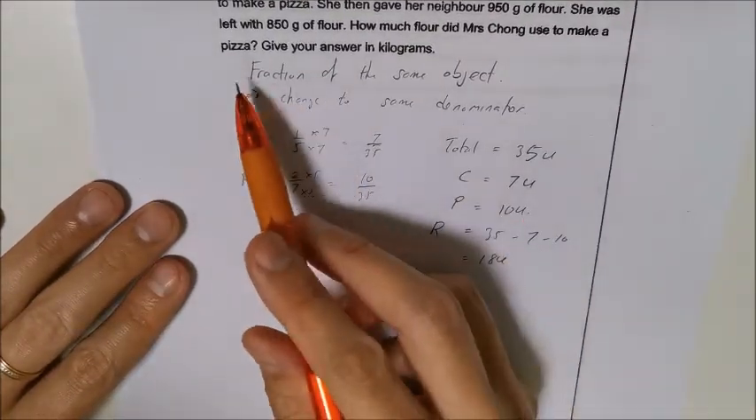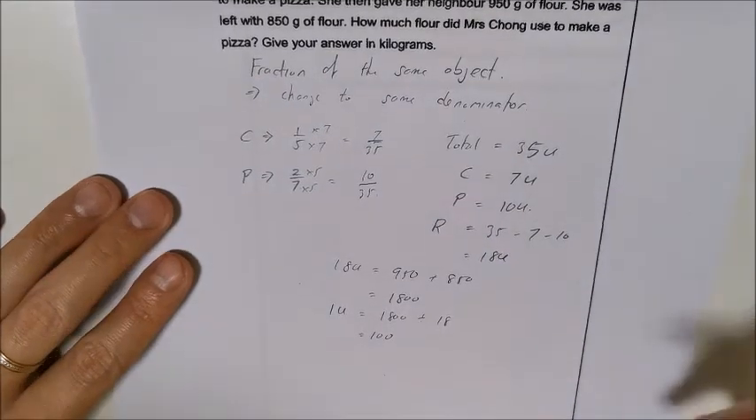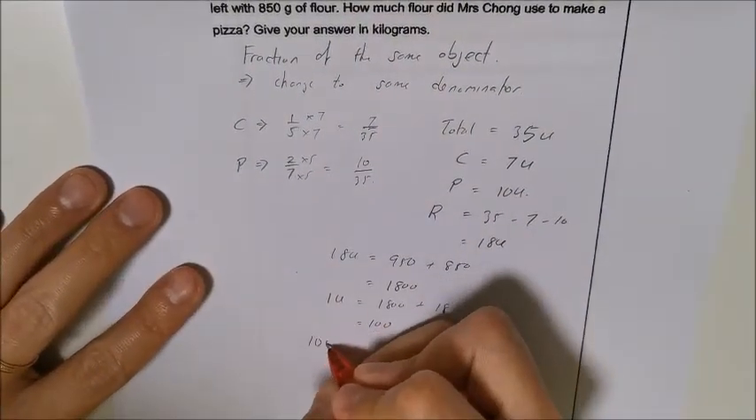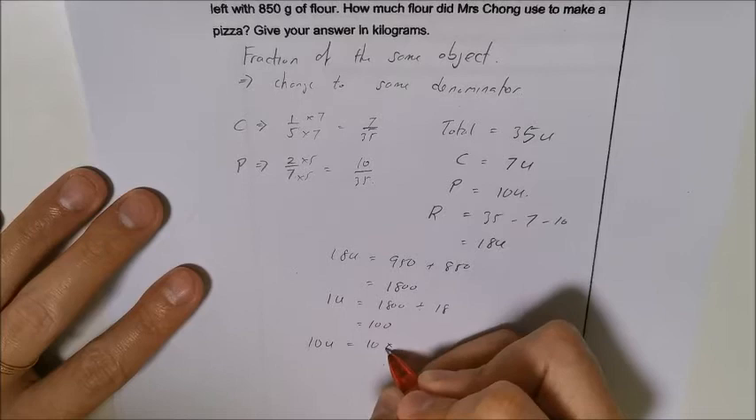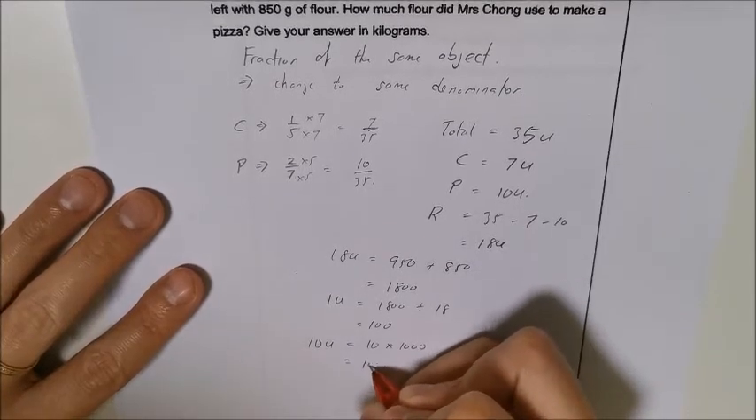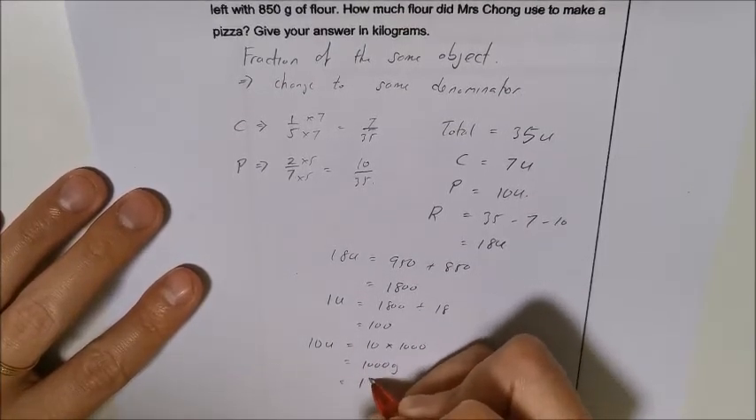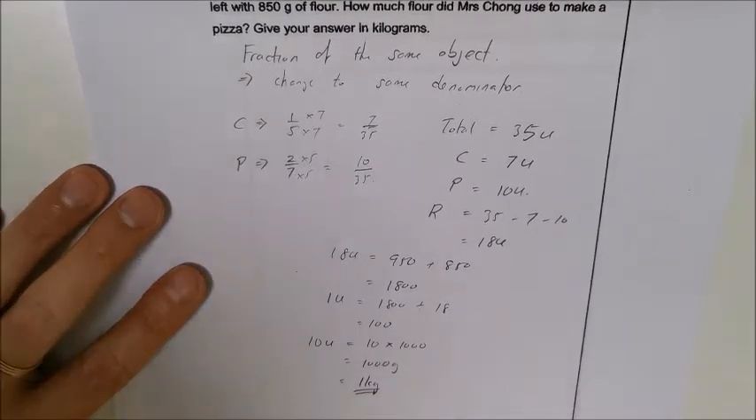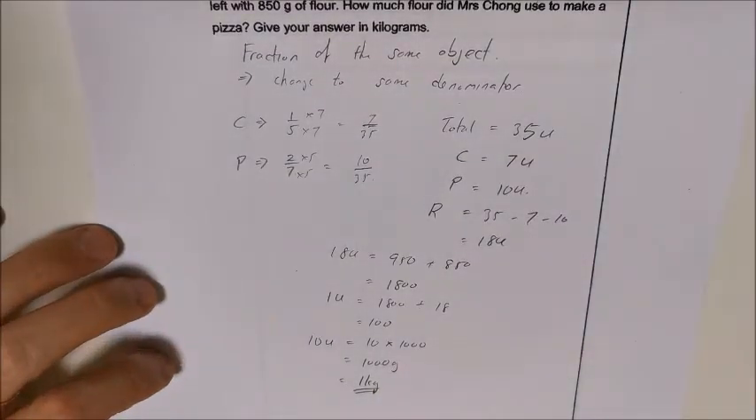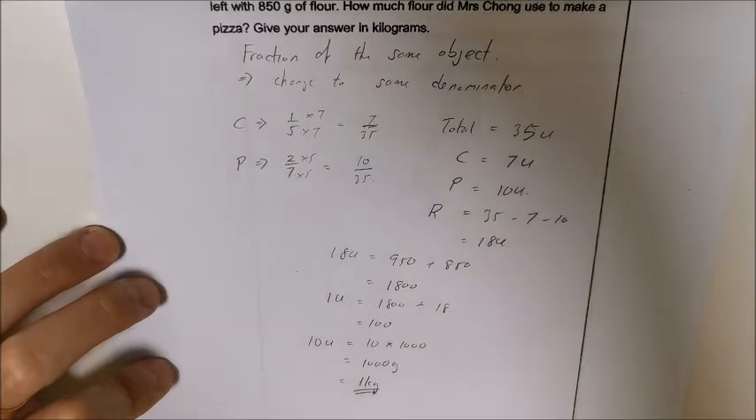It will be 100 grams. So how many kg did she use to make the pizza? Pizza is 10 units, so it should be 10 times 100. That will be 1000 grams, and this equals 1 kg, because the question wants us to express in kg. So that's the answer.